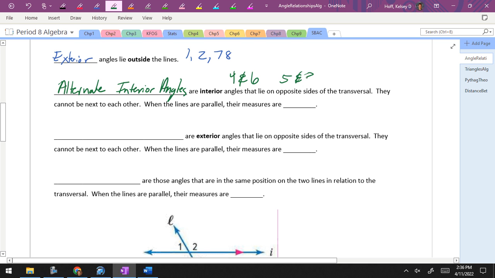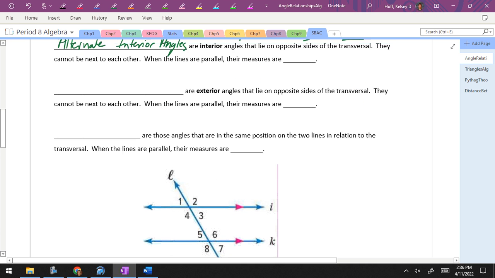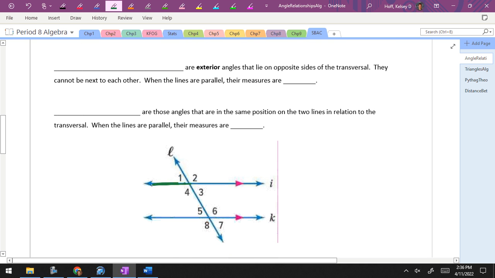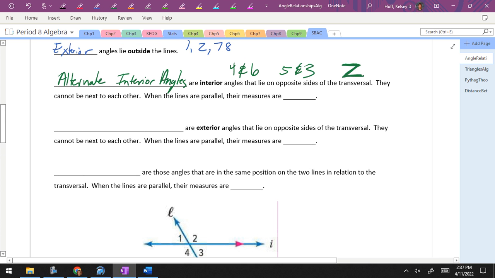Miss Hoff calls these Z angles. If you would trace 4 and then trace 6, do you see the Z? It helps me identify them as alternate interior. When lines are parallel, their measures are equal. Again, if you knew how many degrees angle 4 was, you would know how many degrees angle 6 is. If you know how many degrees angle 3 was, you would know how many degrees angle 5 is.